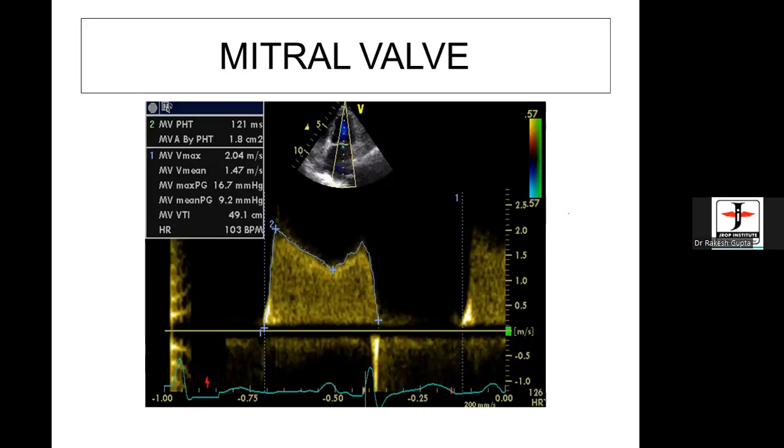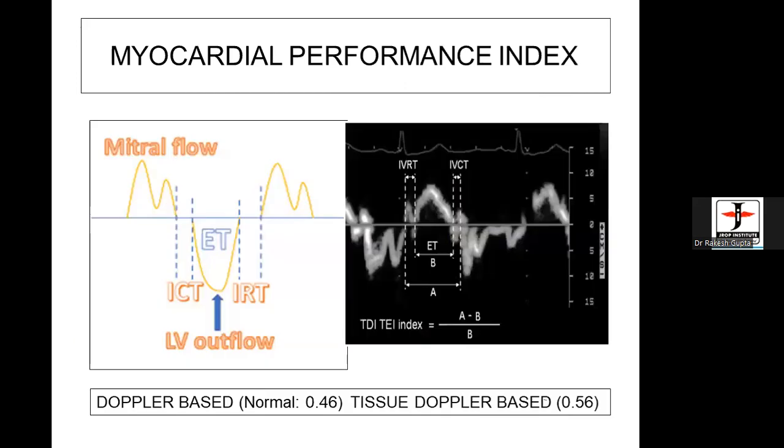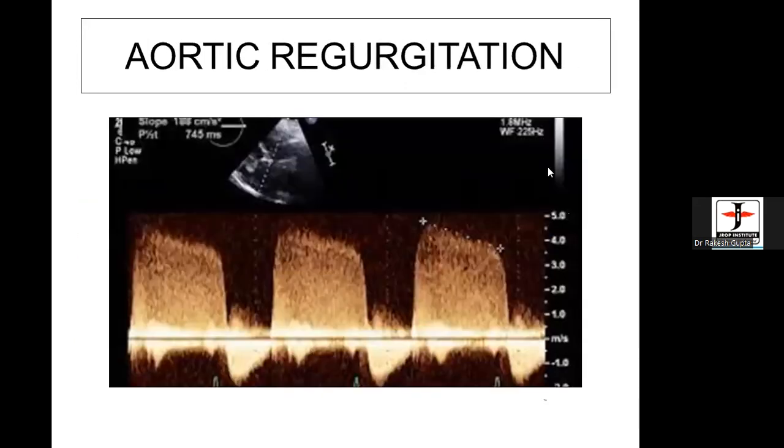On the other side, can we go to the AR slide, Dr. Nandita? Here we are measuring the same pressure half time from peak to bottom. What this gives you is the pressure half time. Here we are not calculating area. The amount of pressure half time tells you the severity of this aortic regurgitation.